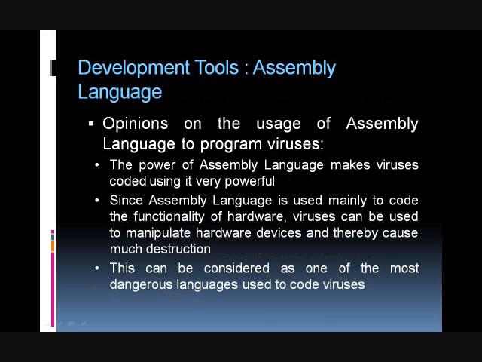What we saw above was a very abstract overview of the functionality and features of assembly language. Based on that, many persons have expressed their opinions on the usage of assembly language to program viruses. The power of assembly language makes viruses coded using it very powerful. We learned that a key feature of assembly language is its power. A virus coded in assembly language will make that viral program as powerful as just about any program that is coded using assembly language. It can be used to directly manipulate the hardware of a computer and cause destruction. Thus, assembly code can be considered as one of the most dangerous languages used to code viruses.